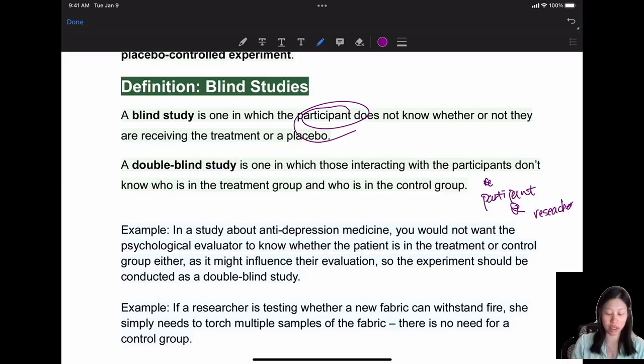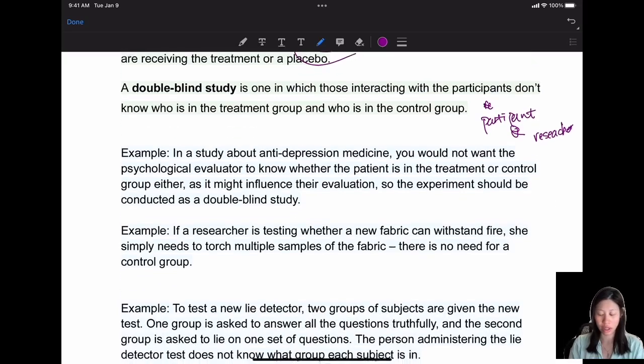For example, in a study about antidepressant medicine, you would not want the psychological evaluator to know whether the patient is in the treatment group or control group either, as it might influence the evaluation. So the experiment must be conducted as a double-blind study.